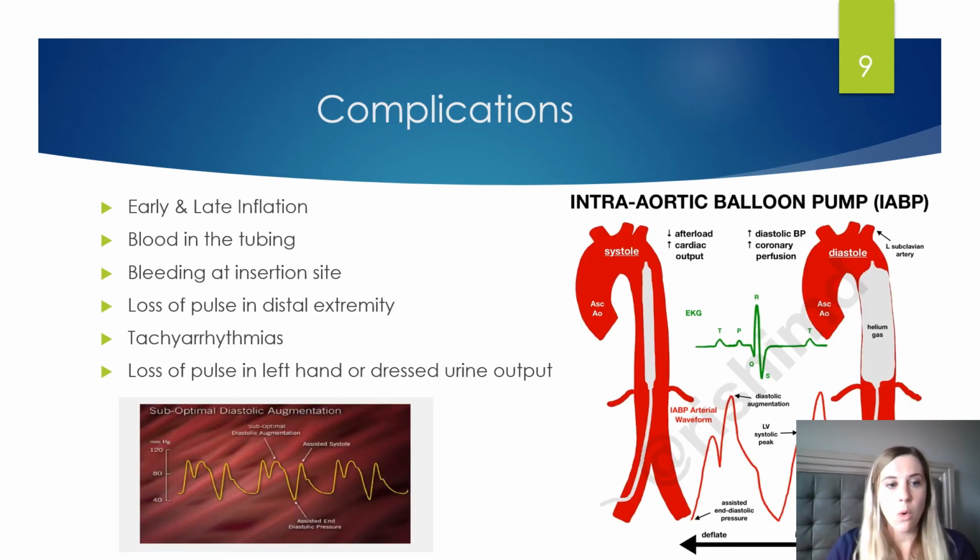Okay, so to meet our objective of this presentation, we need to understand those complications. Some of these more crucial complications are going to include early and late inflation. If the inflation is too early, the balloon is going to inflate before the aortic valve closes. So this is going to pump blood backward into the left ventricle, increasing your afterload, increasing the work that your heart has to do. Late inflation will lead to suboptimal coronary perfusion. So it's just not effective if your timing is off.